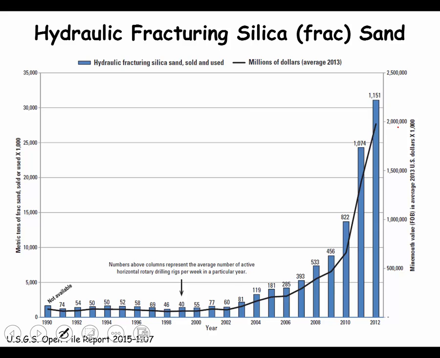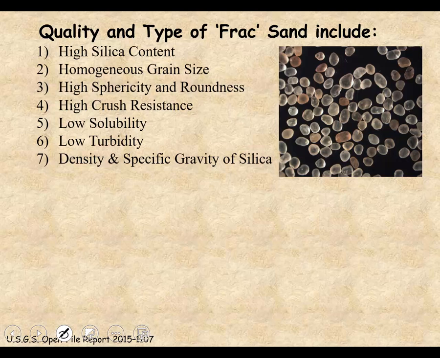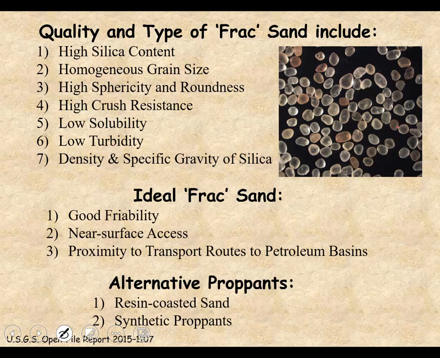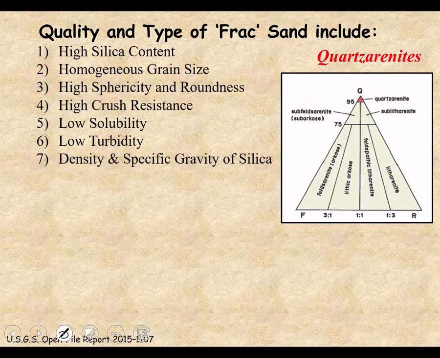So where does that come from? What is it? What makes a good sand? Well, the thing that makes a good sand is it's got to be high silica content, because it's hard. Okay, it's got to be a homogeneous size and high roundness and sphericity, because what you want to do is push it into fractures and keep those fractures open.